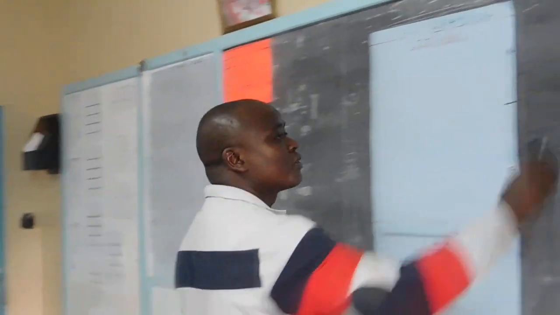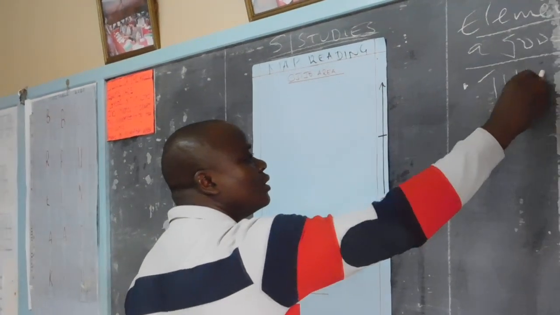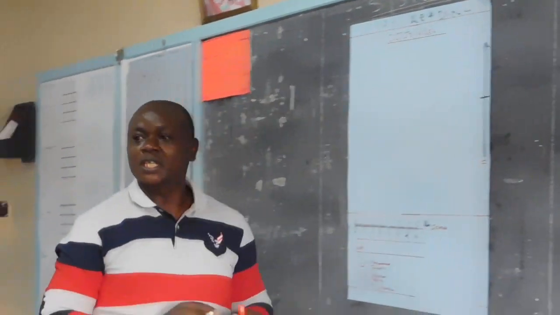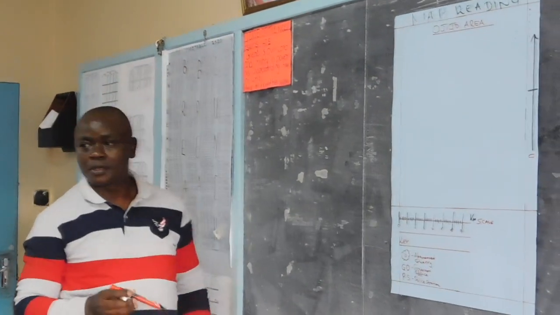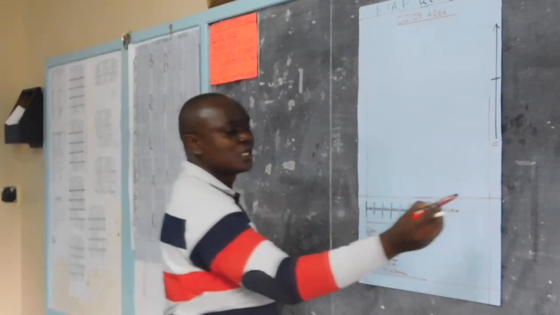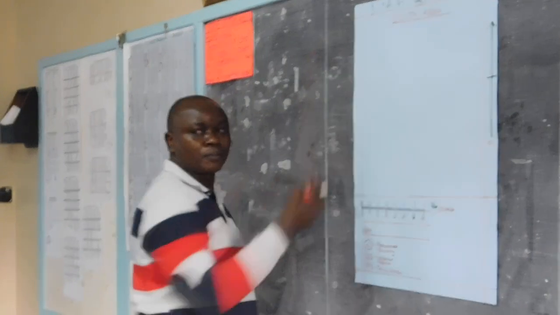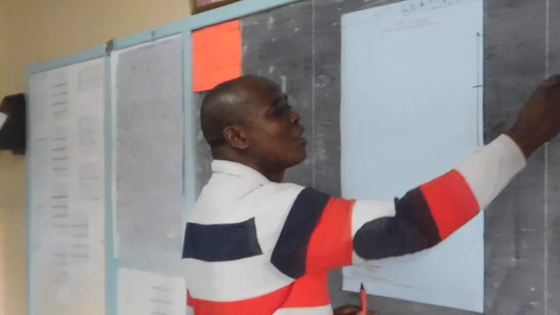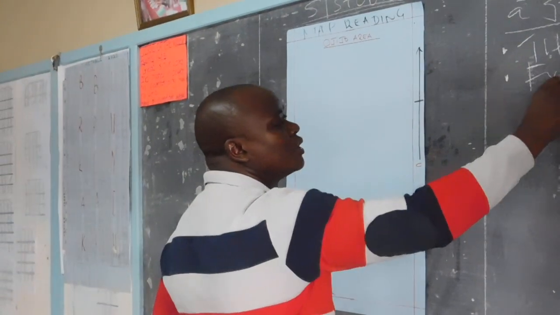What's the title written? Ojijo area. So we have the title. Then the second thing is the frame. The frame is this borderline that you are seeing here. That's the second element of a good map.